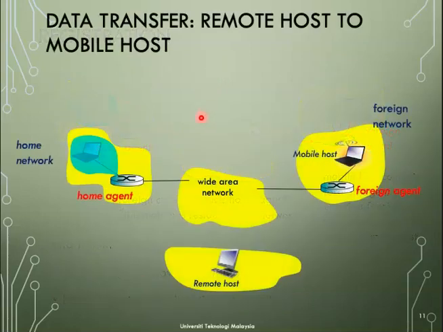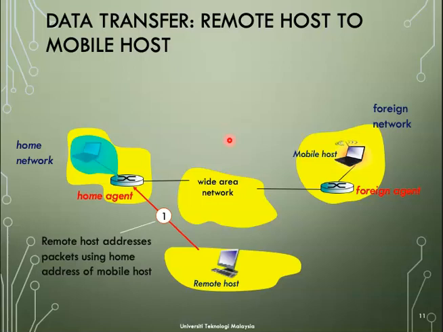So for the data transfer, first we look at the data transfer from the remote host to the mobile host. Let's say the remote host wants to send a packet to the mobile host. First, when this remote host wants to send a packet to this mobile host, it will use its own address as the source address, and it will use the original home address of this mobile host as the destination address.